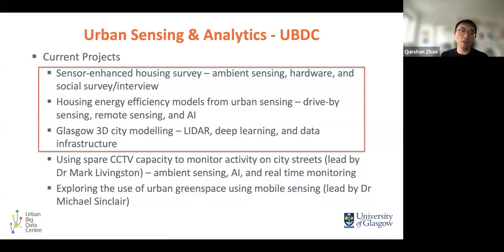And we also have another colleague, Michael, who is mostly focusing on using mobile phone app data to look at urban green space usage, particularly during the pandemic and post-pandemic. So yeah, that's an overview of what we are doing in our current research direction. But I will start with the housing survey project.